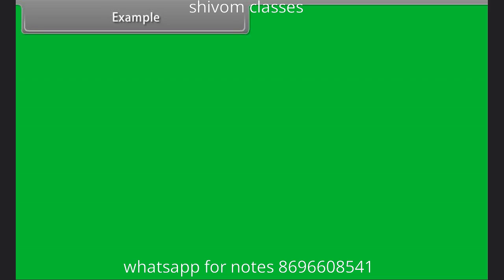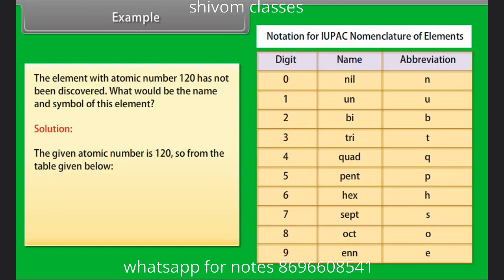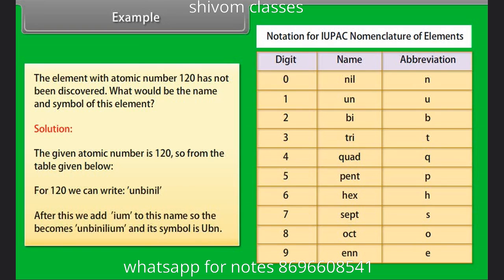Example: the element with atomic number 120 has not been discovered. What would be the name and symbol of this element? Solution: the given atomic number is 120, so from the table given below, for 120 we can write unbenyl. After this, we add "ium" to this name, so it becomes unbenylium, and its symbol is Ubn.